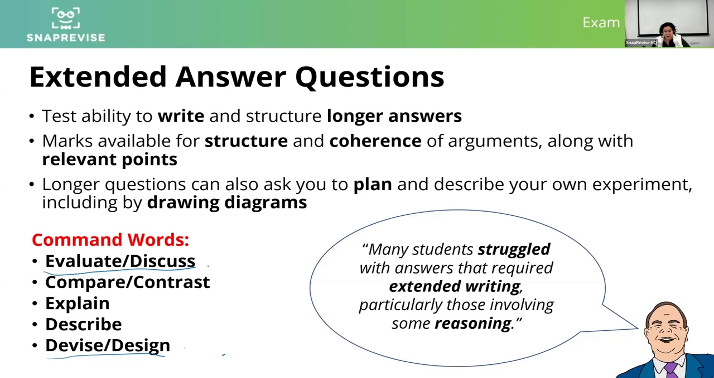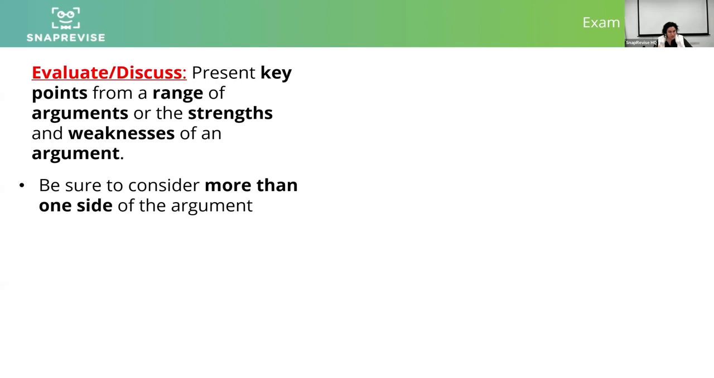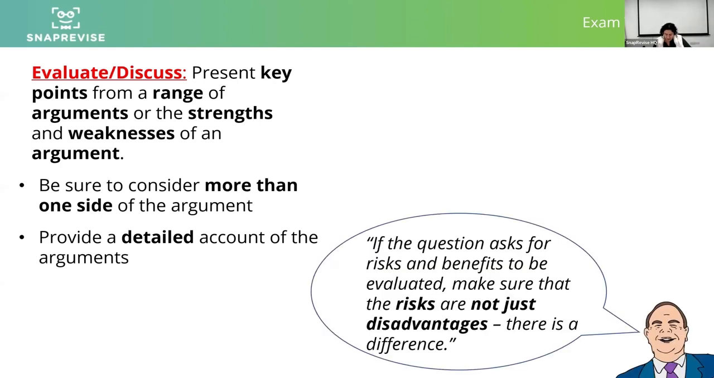Many students struggle with these questions, particularly involving some reasoning. I'm sure that many of you, when you're assessing your own strengths and weaknesses, feel the same. I've never met a student that didn't feel that they needed some support and help with extended answer questions. Practice, practice, practice, like with everything, but practice consciously with the technique that we're discussing here. So, evaluate and discuss. You're going to present key points from a range of arguments or the strengths and weaknesses of an argument, considering more than one side, and you have to be relatively detailed about the arguments that you're presenting. Make sure not to confuse the word risks with disadvantages, especially when you're evaluating a study, for example, a clinical trial.